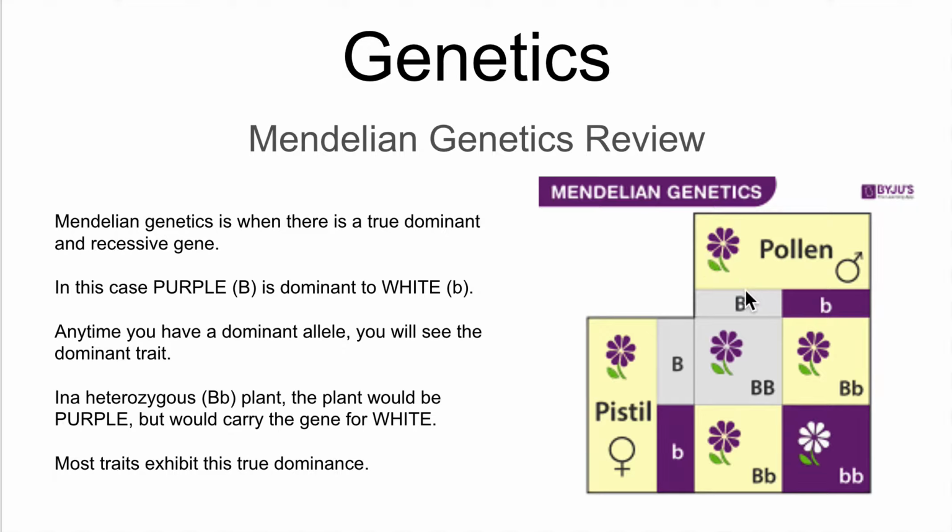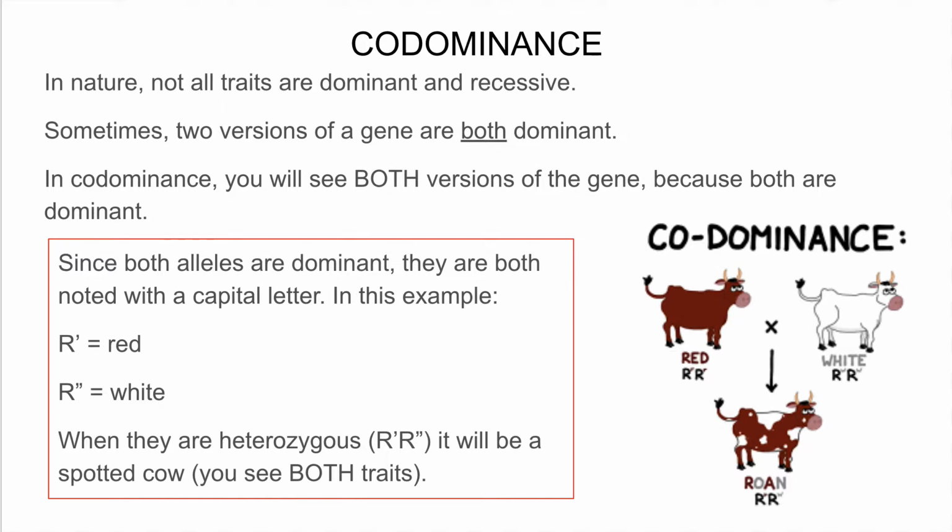Well, when they cross and they make some offspring, most of my babies will probably be purple, but it is possible for a white baby to come out. This is an example of that Mendelian genetics, and most of our traits, or most traits you see in nature, have a dominant version and a recessive version, like hair color and eye color and all those genes that we've been talking about. But this isn't always the case. So there's a couple of instances where there's not a true dominant and recessive version of a gene. One of those times is called codominance.